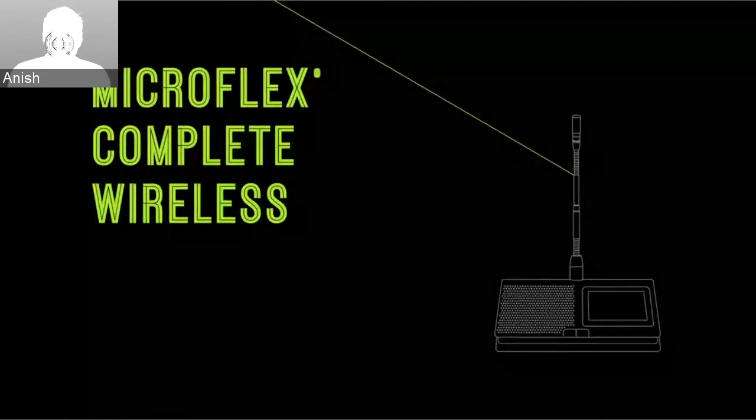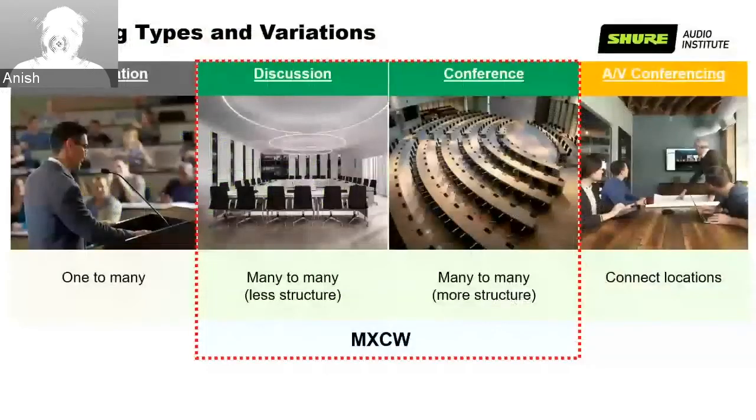Coming back to the presentation, I hope the video was very informative. The Microflex Complete Wireless is an integrated system, which is basically used in discussion, conferencing, and meeting applications. It can be used in a variety of other meetings because it has many capabilities. We'll discuss that shortly.